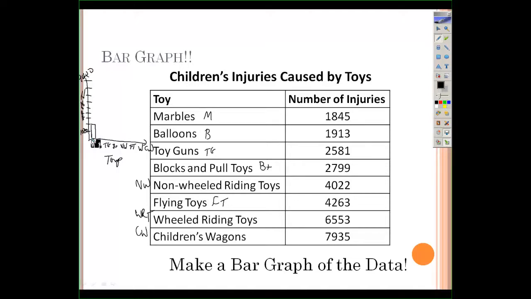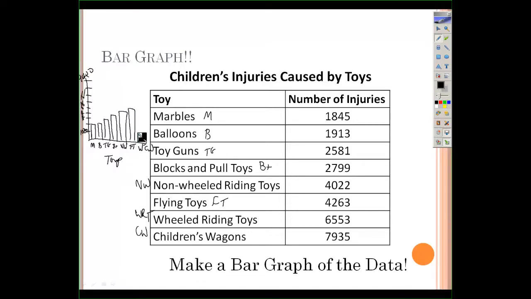Then I'm going to go to my balloons, and I know my balloons are a little more than that. It'll be hard to tell, but balloons are a little more than the marbles. And then the toy guns are up 2,600 about. I'm going to go up 2,000 and a little more than halfway, and then back down again. And so on. I'm going to do this for every single one. Blocks and pull toys a little bit higher, close to 3,000. Right there. And then non-wheeled riders all the way up at 4,000. Right there. And then flying toys, a little bit higher than that, about 200 more.